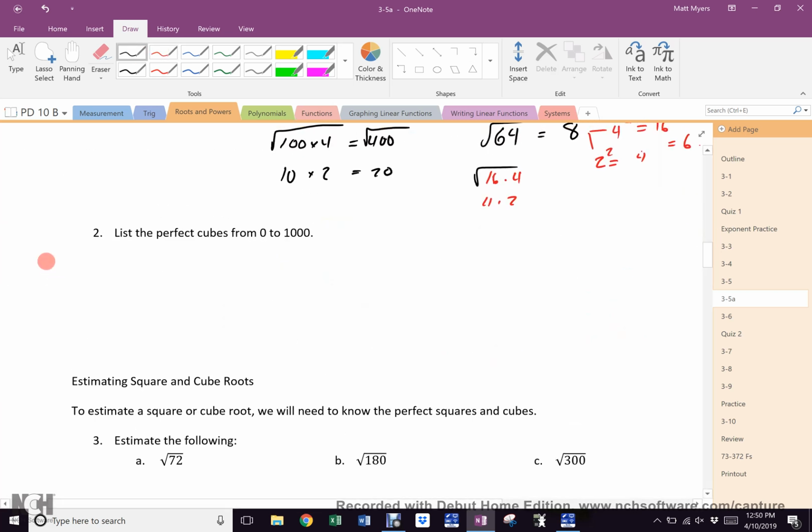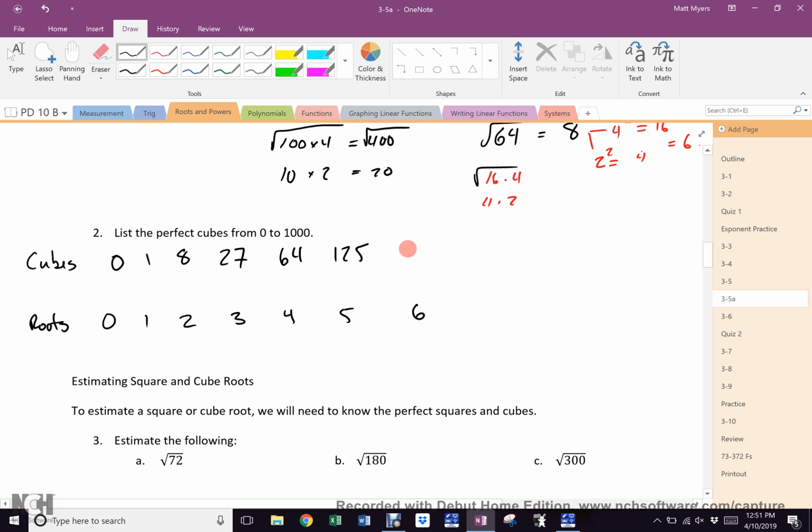We'll put the cubes up top and the roots on the bottom. The first few are easy. 0, 0, 1, 1, 2. What's 2 cubed? 8. 3 cubed? 27. We just did that on the back page, right? 4 cubed? 64. 5 cubed? 125. 6 cubed?